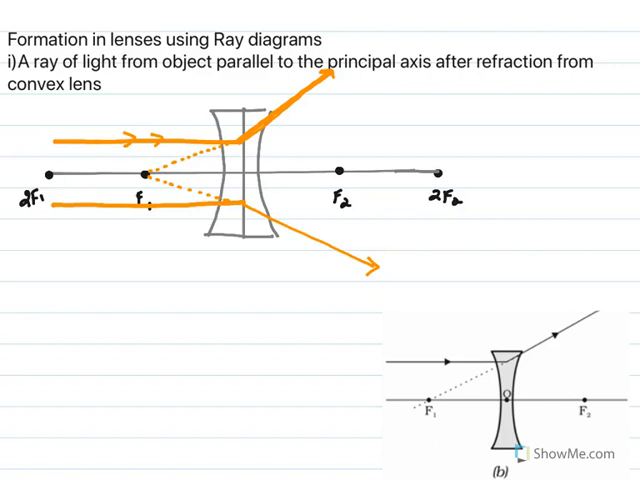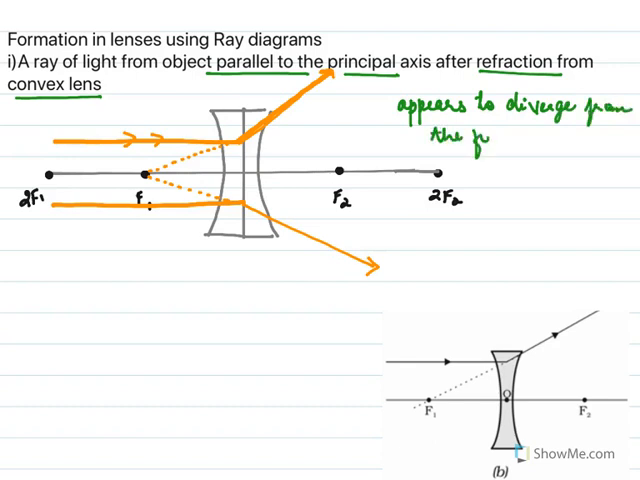So a ray from an object parallel to the principal axis, after refraction from the concave lens, appears to diverge from the focus. So let me write here, appears to diverge from the focus. This is rule number 1. Like in this diagram, we see a ray that is parallel to the principal axis, and then it diverges, but when it diverges, it appears to come from the focus.